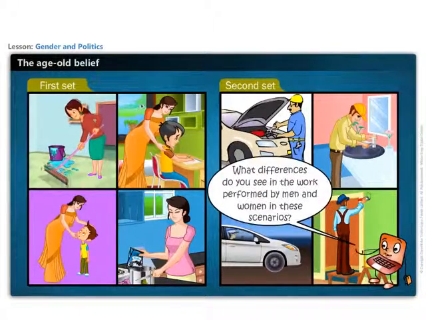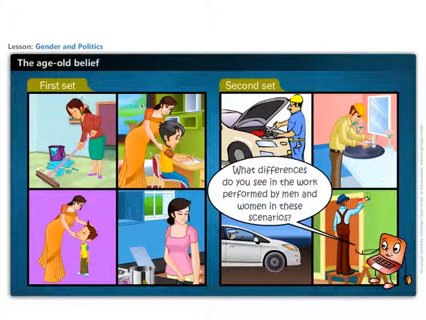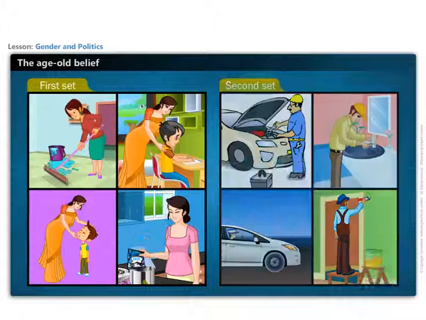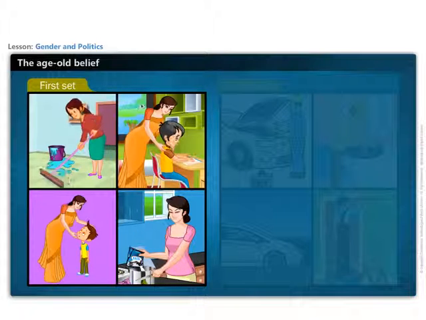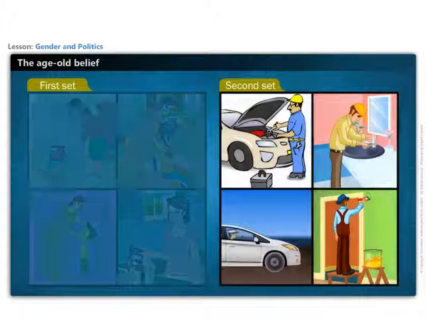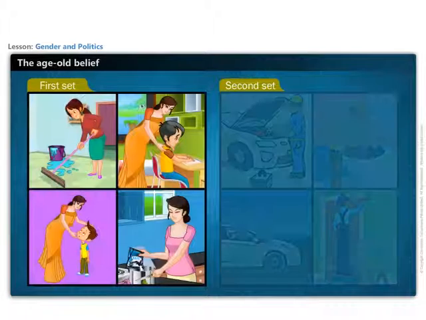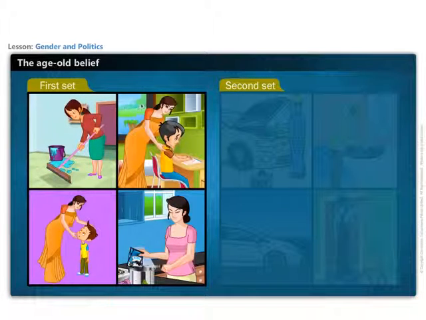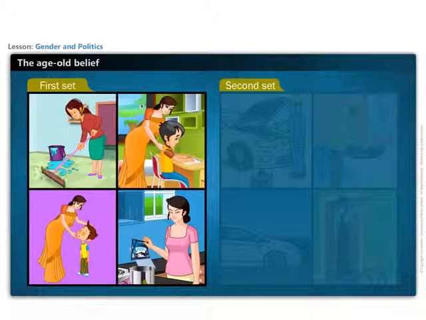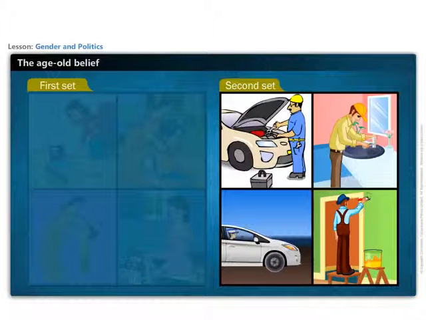What differences do you see in the work performed by men and women in these scenarios? Women in the first set are engaged in household work inside their homes, and men in the second set are engaged in different jobs outside home. Work done by women in the first set are usually not paid, except if they are done by domestic helpers, but work done by men in the second set are always paid for.